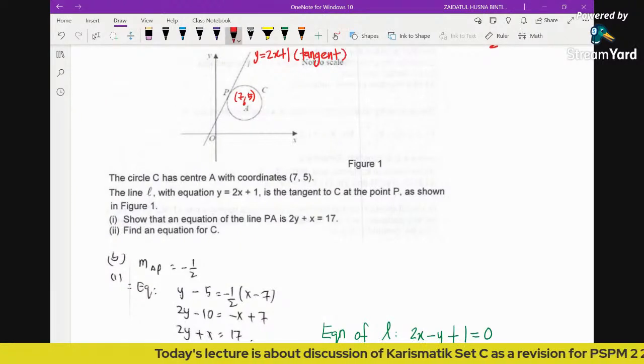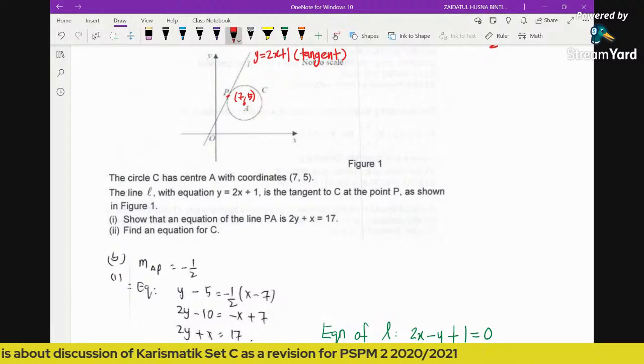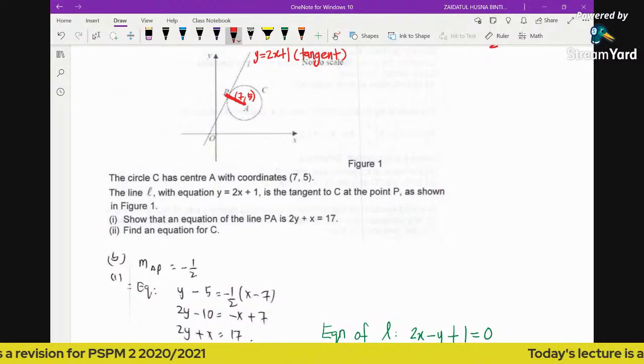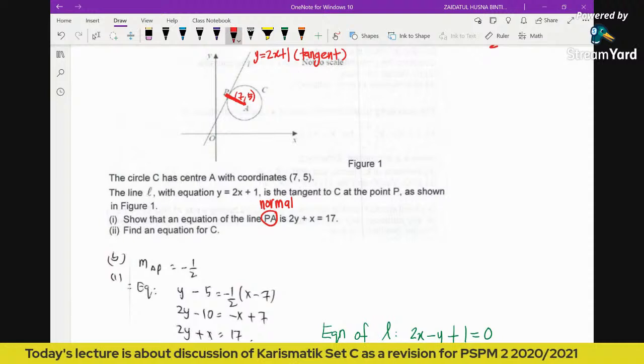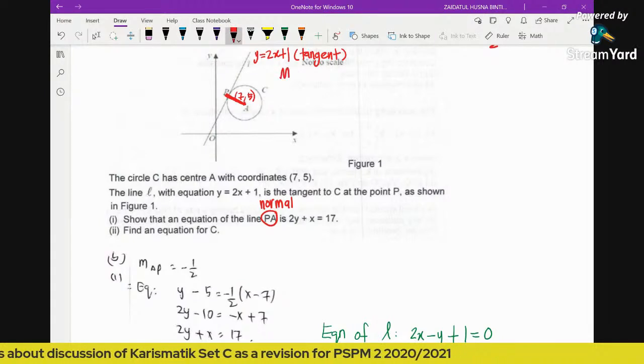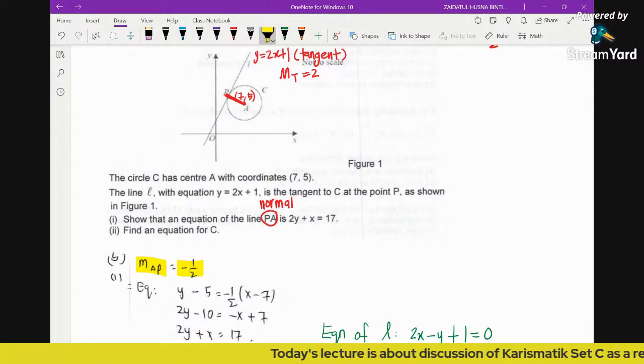Okay, so tangent at point P, as shown in figure 1. So show that equation of the line PA is... so now we need to show this. Basically we know equation of line PA is the equation of the normal, right? PA is perpendicular to the tangent line. We know that the gradient of tangent is 2, so we can conclude that the gradient of AP is negative 1 over 2. Why? Since they are perpendicular to each other, the product of their gradients is equal to negative 1.